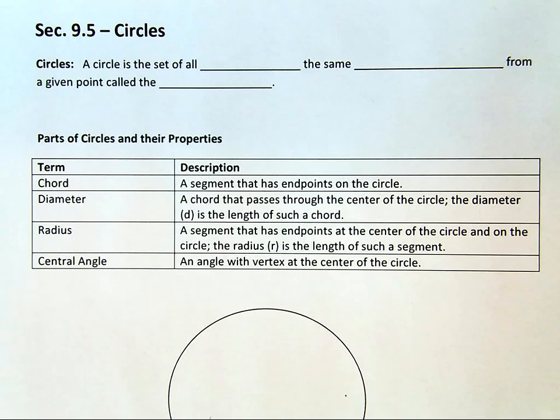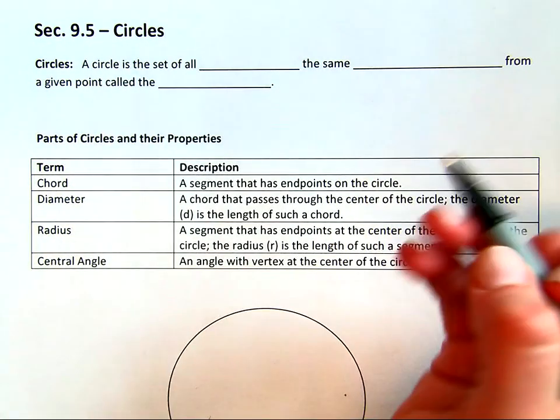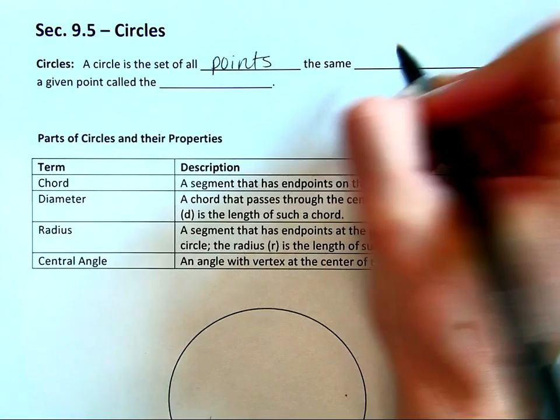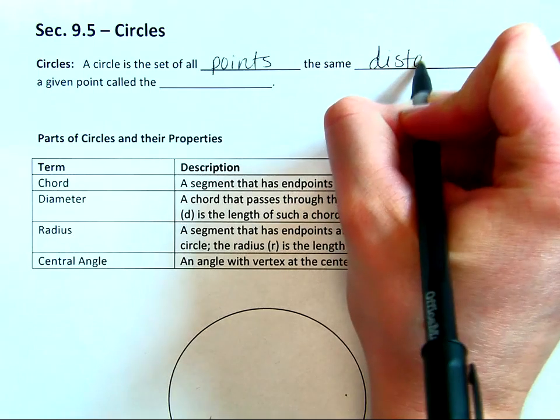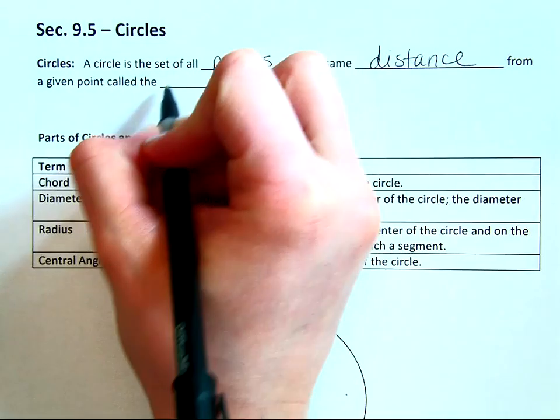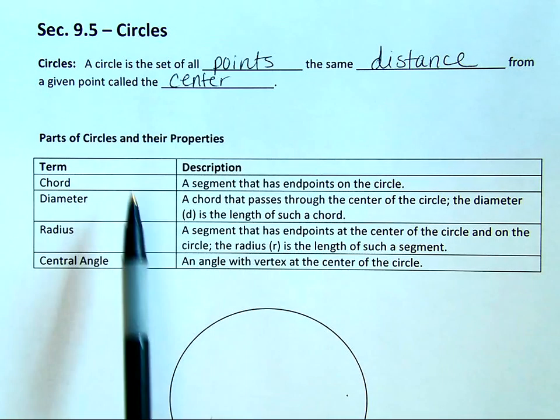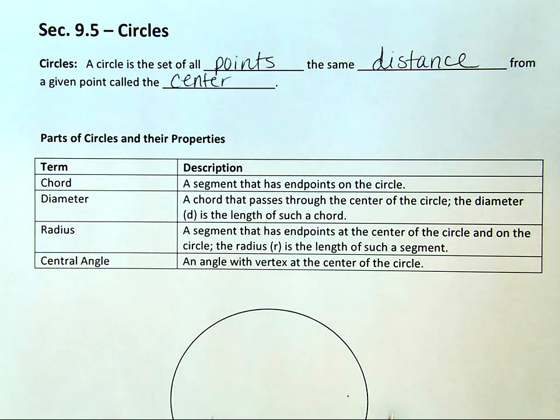In this section, we're going to talk about circles. So you all know what a circle looks like, but the technical definition of a circle is the set of all points the same distance from a given point called the center. So every point on a circle is the same distance from the center.